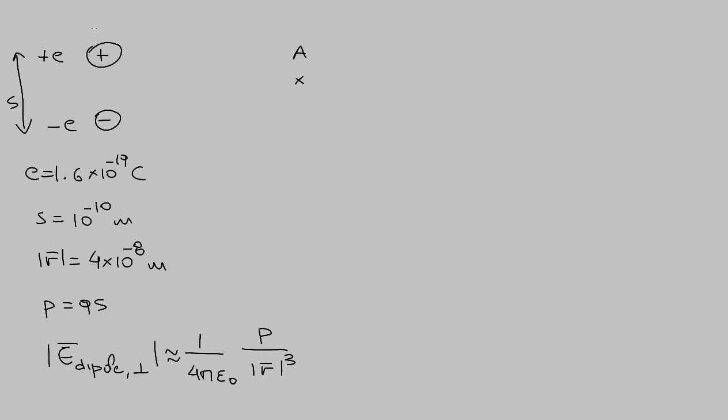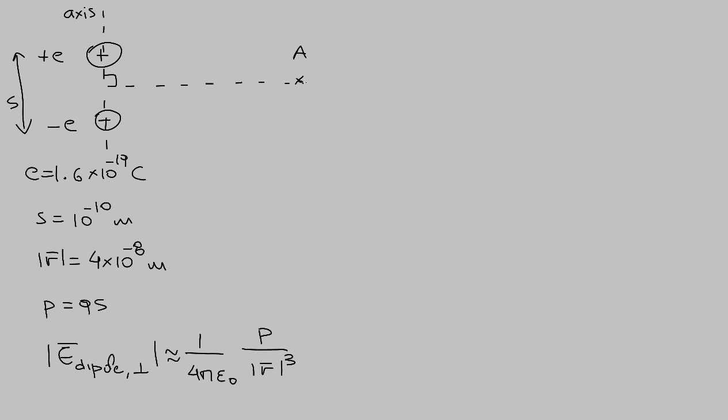The axis of the dipole is the line that goes through the two charges. This is the dipole axis. What I want to find is the magnitude of the electric field at A, and the location A is at the point that is on the line perpendicular to the dipole axis. This line over here is perpendicular to the dipole axis.